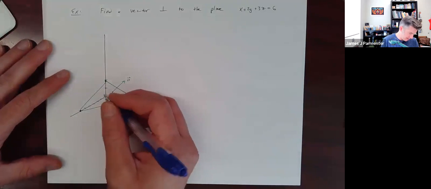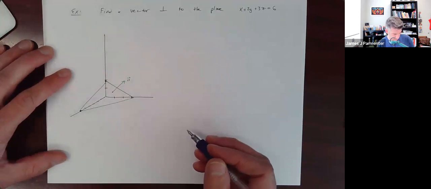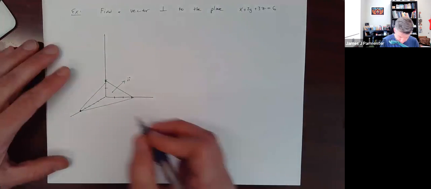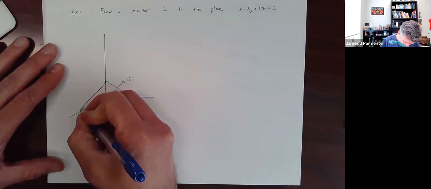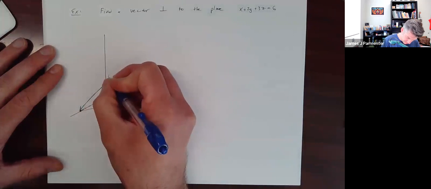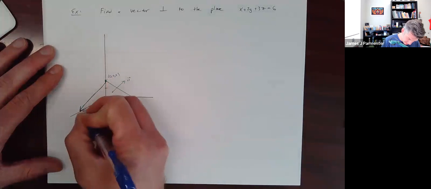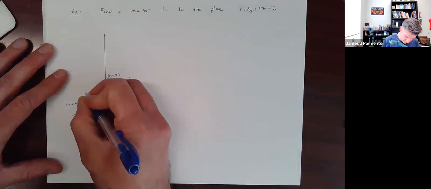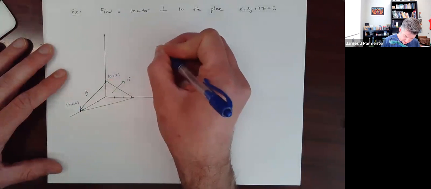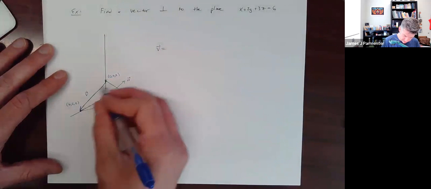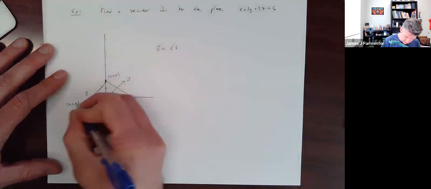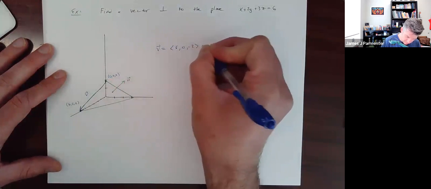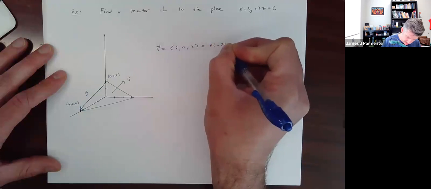So let's see. I'm going to make different choices than Grant made, because I'm just using Grant's notes, by the way, in case you didn't know. So here's a vector in the plane. It's starting at the point 0, 0, 2 and ending at the point 6, 0, 0. So one vector, let's call it v. V is the vector, well, 6 minus 0, 0 minus 0, and 0 minus 2. Or if you prefer, 6i minus 2k.